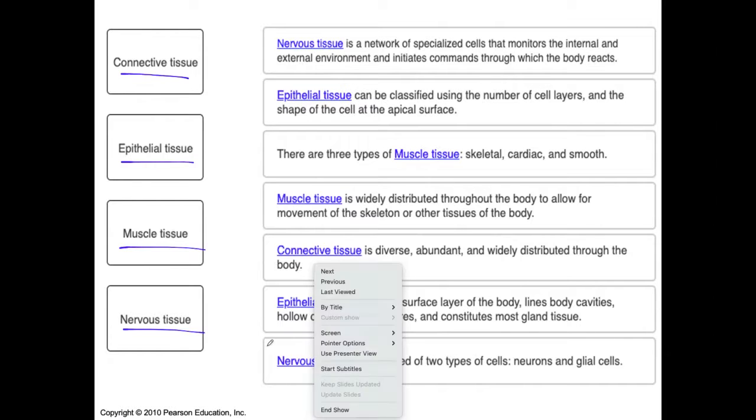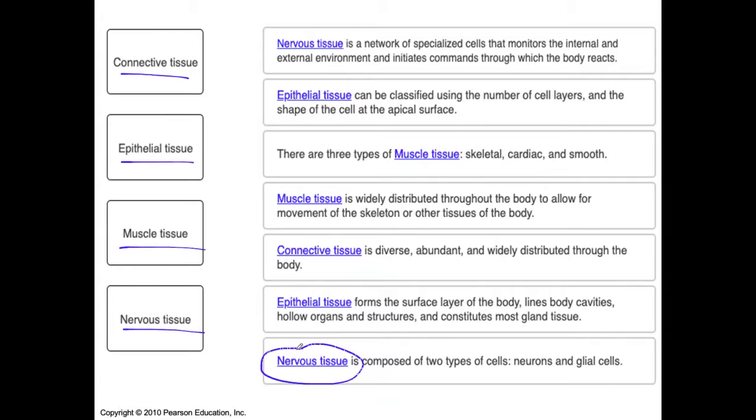So let's look at neural tissue and understand that, hey, it's composed of two types of cells, the neurons and the glial cells or neuroglial cells. So that's pretty straightforward, right? What type of tissue is made up of skeletal, cardiac, and smooth? Well, that's going to be muscle tissue. So far, so good, right?